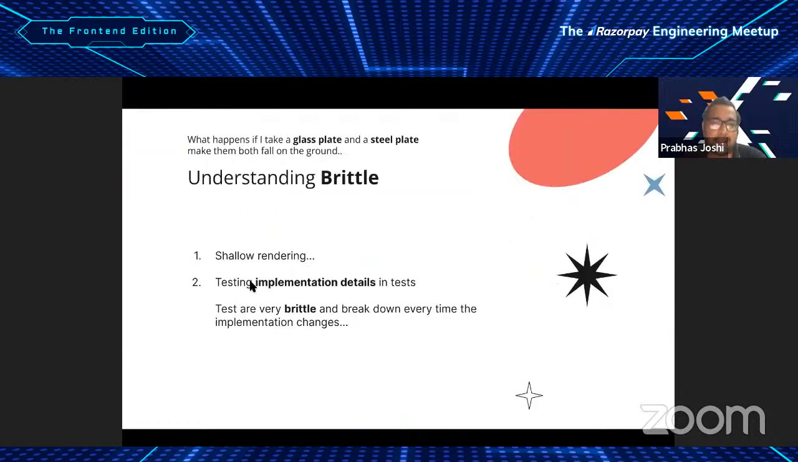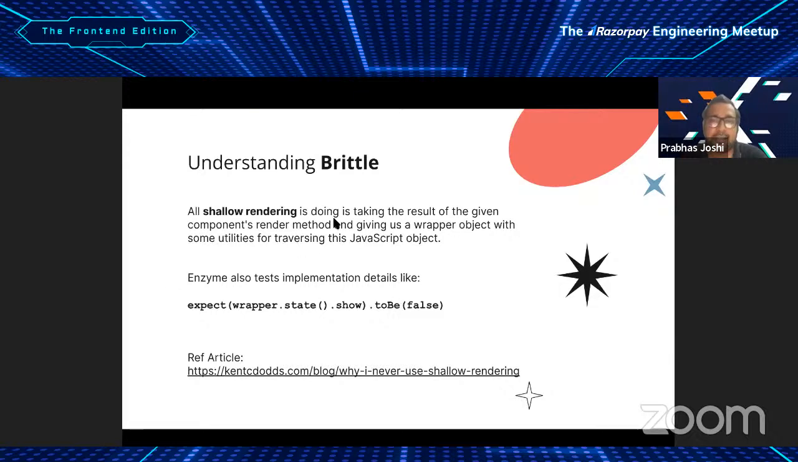I want to talk about shallow rendering and testing implementation details. Why are tests brittle? Why are tests written in Enzyme not so good? Again, this is just a refresher. I'm sure that a lot of our testing stacks are up to date, but this is a small example of what I learned in the journey. Shallow rendering is basically taking the result of the component's render method and traversing it as a JavaScript object. Let's say you have a component, you are returning something from the render and you are setting some state. You will then assert that the wrapper state is false or something. So you are also testing implementation details like this. Your tests are centered around how the component has been implemented. And of course, this is a bad practice. If you want to know more about this, you can go over to this blog.